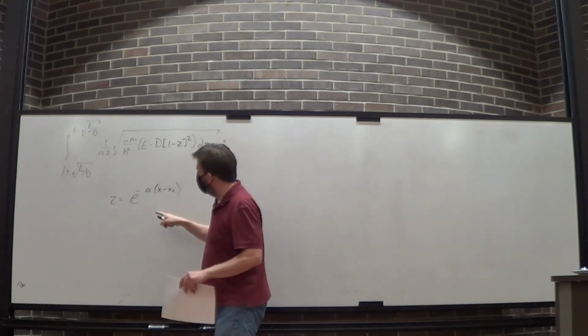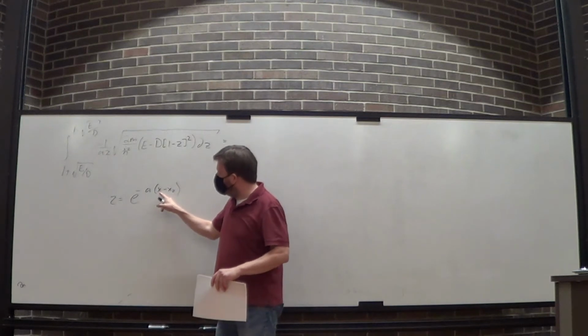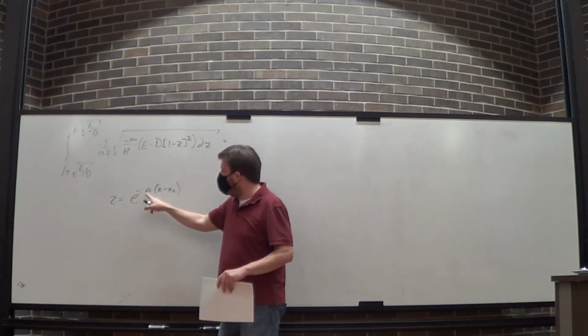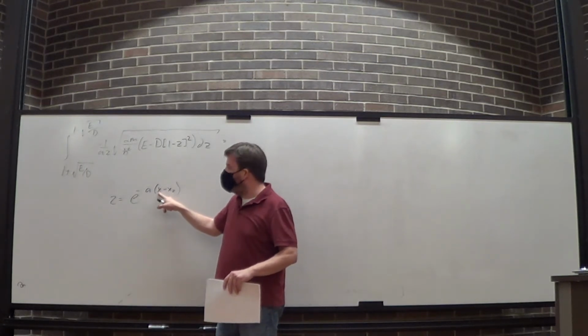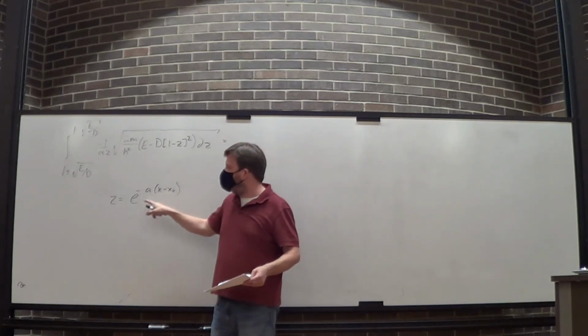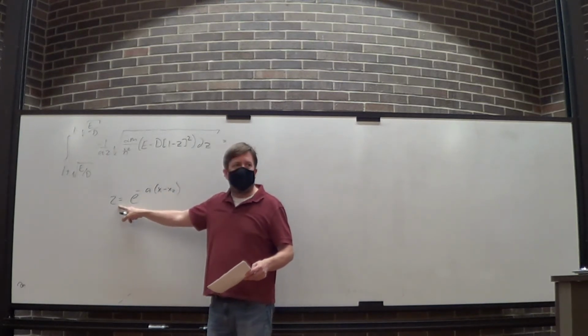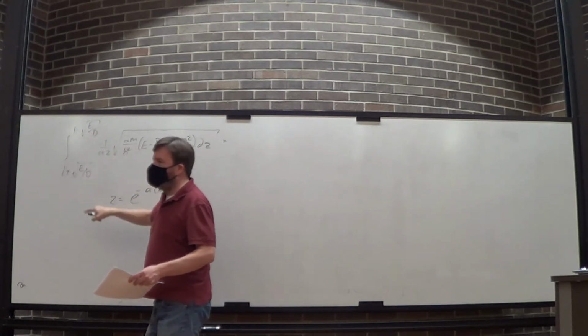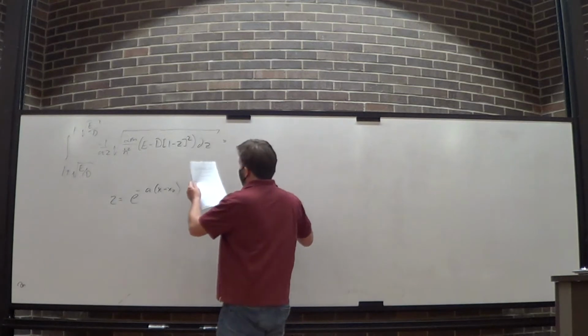Does it make sense? If x is a big number, is z a big number or a small number? Small, right, because I got minus a big number. If x is a small number, like a negative number, let's make it negative infinity, z is positive infinity. So small number, big number. All right, so it makes sense.